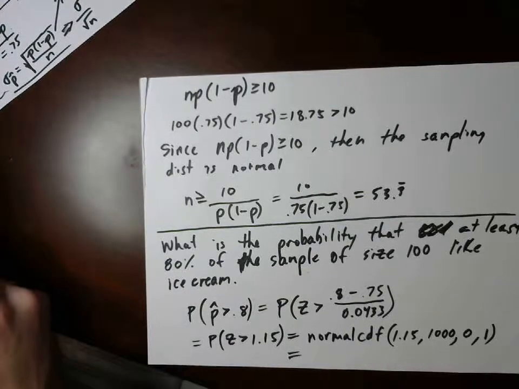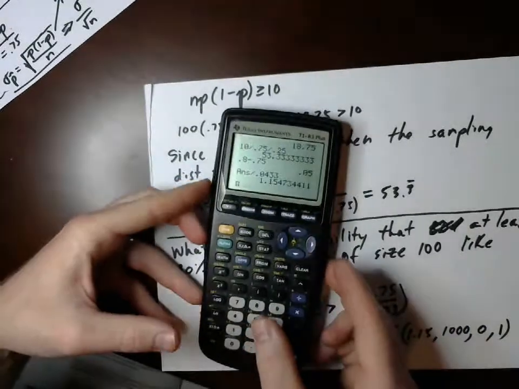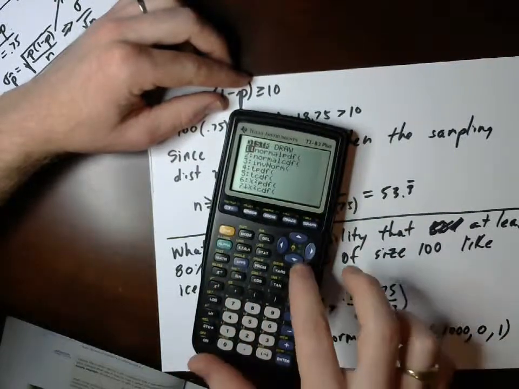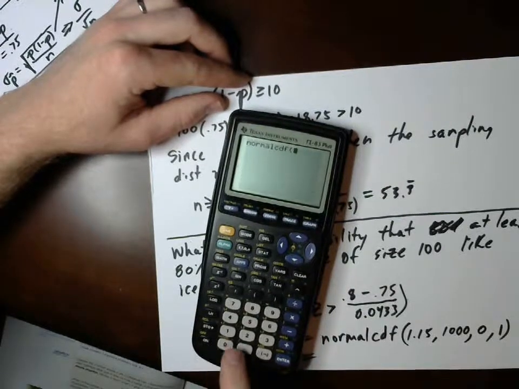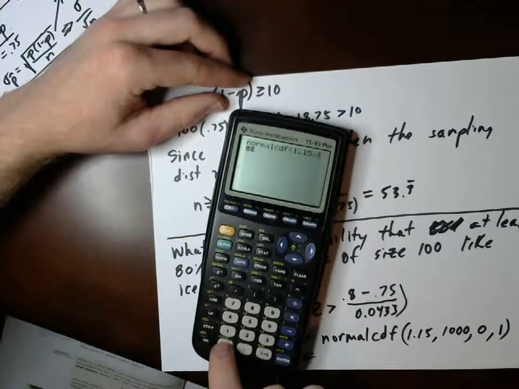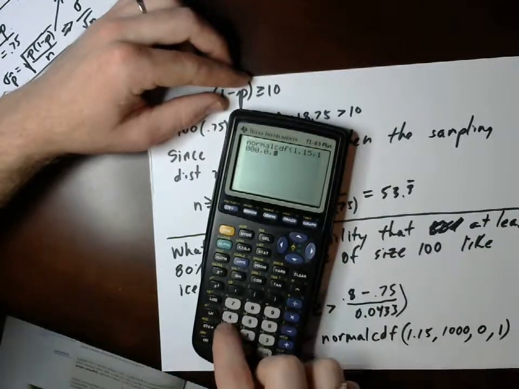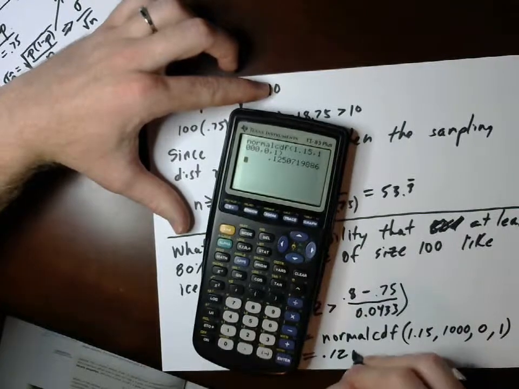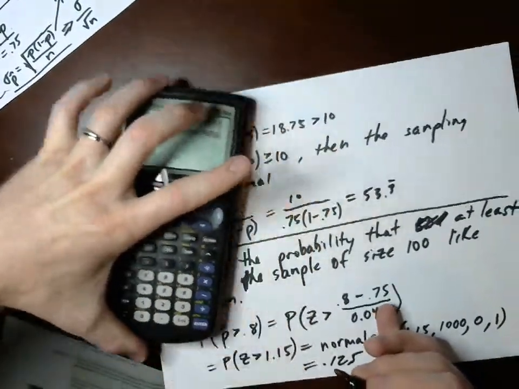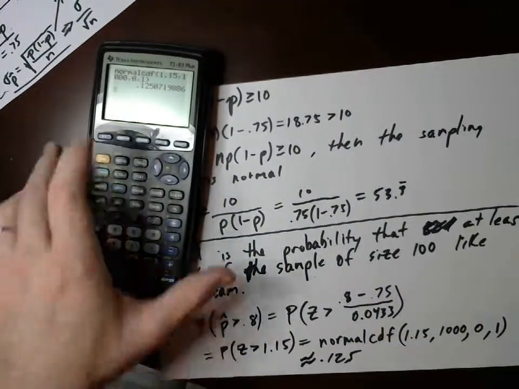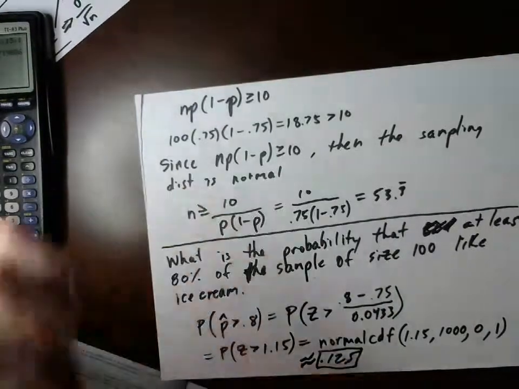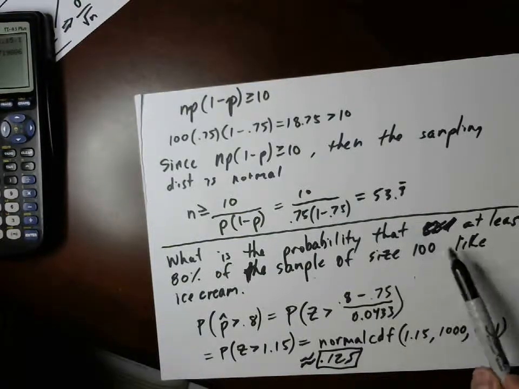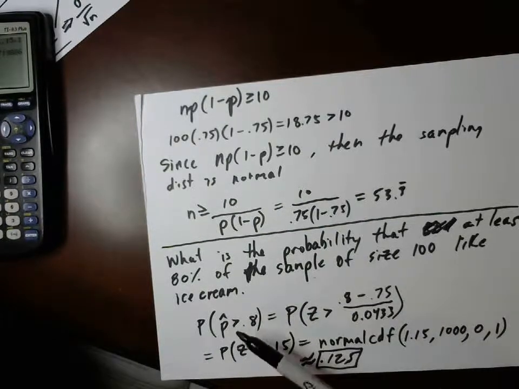I'll show you. We would go to second vars, normal CDF, and we would do 1.15, comma, 1,000, comma, 0, comma, 1. And we can see that this is about 12.5%, approximately 0.125. So there's a 12.5% chance, or a probability of 0.125, that at least 80% of the sample of size 100 like ice cream.